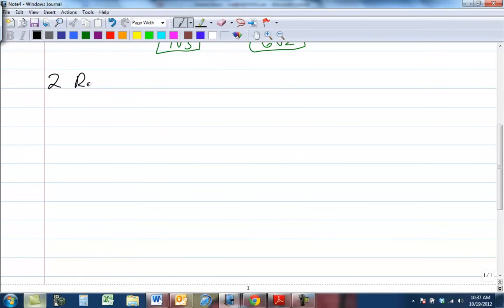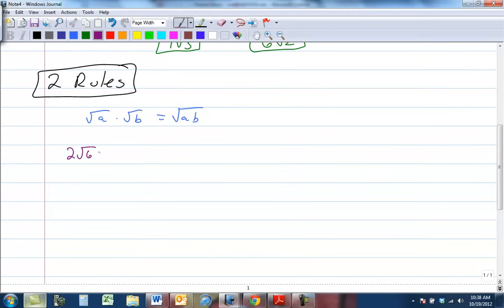There's 2 rules that you may or may not be familiar with. There's 2 rules that will help us out here. And the first one is, if you have root A times root B, that will give you the square root of A times B. All right, let's do a quick example of that one. Quick example here would be 2 root 6 times 8 root 10.